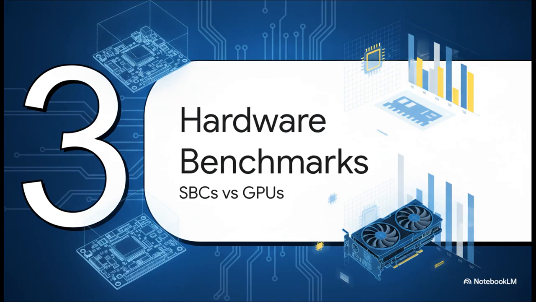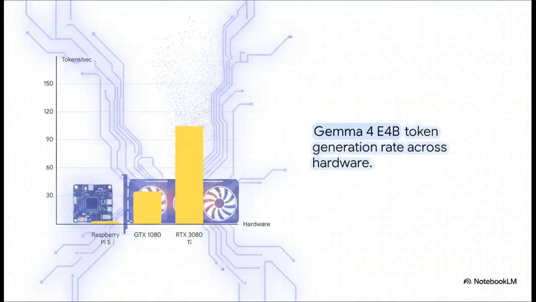Section 3. Benchmarking SBCs and GPUs. We know the theory sounds great, but how does it actually run? Let's transition right into the hard numbers from our objective lab tests across several different hardware tiers. And this brilliantly illustrates the real-world impact of that architecture we just talked about. Look at a Raspberry Pi 5 with 8 gigs of RAM. Normally, a Pi is going to struggle to even load a 5 billion parameter model, let alone run one. But Gemma 4 E4B actually runs on it, generating about 3 tokens per second. Now sure, that's not blazing fast for everyday productivity, but the fact that a single board computer can run this level of reasoning at all, that is wild.